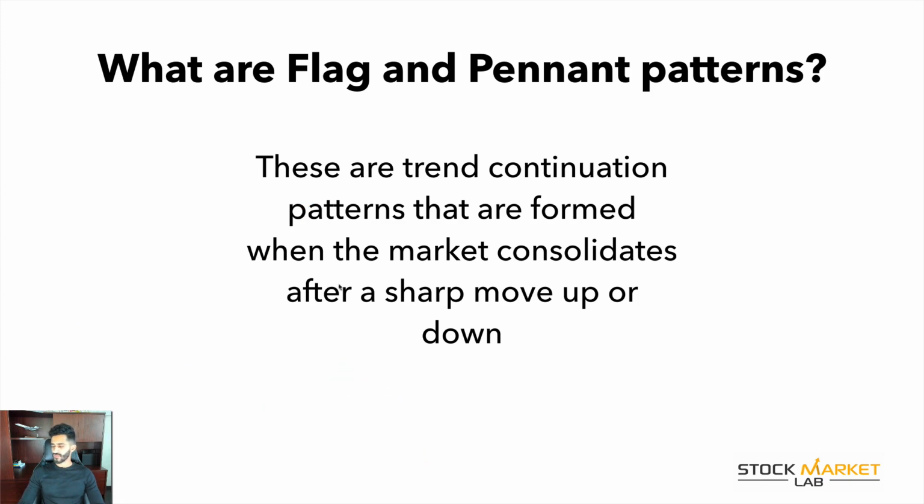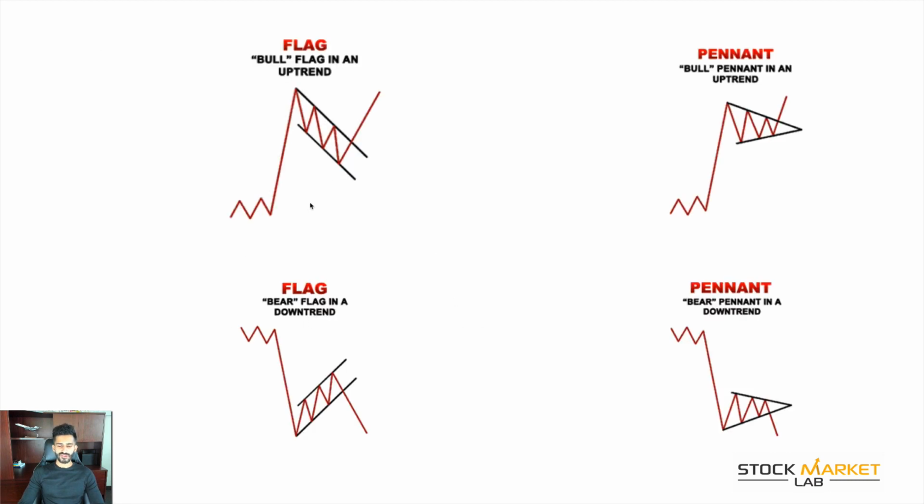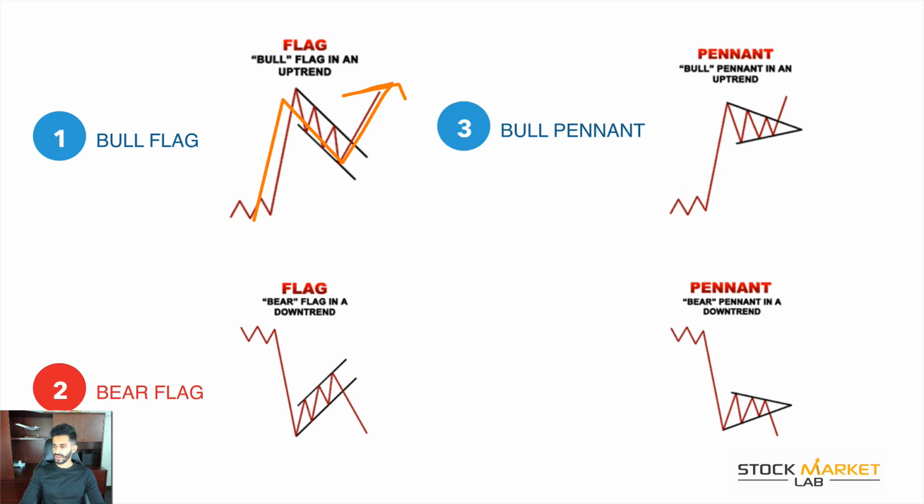Now, there are four types of these different patterns. The first one we have is a bull flag. Let's just focus on this right here. A bull flag is when a stock makes a major move up, takes a break, and then continues. After the bull flag, we have something called a pennant pattern, a bull pennant. These two are basically the same exact thing.